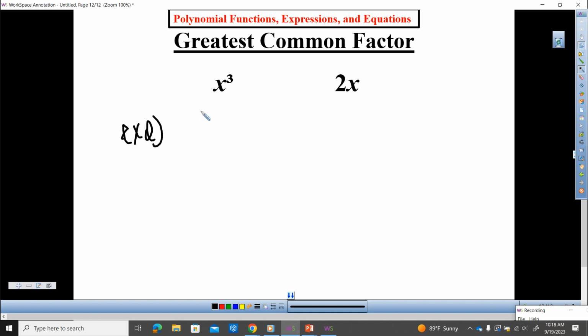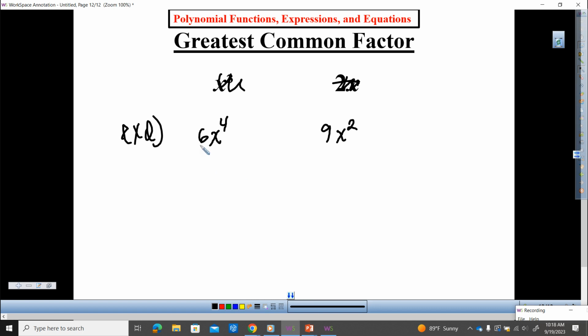Example Q. Don't copy these, they are too easy. Let's do, give me a number. 6. x to the fourth, and let's do 9x to the second.